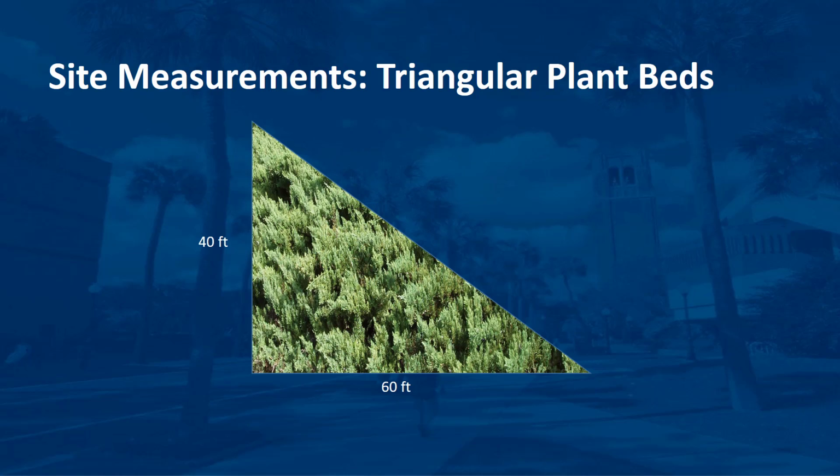The triangular site is measured and found to be 40 feet wide at its widest point and 60 feet long on its longest side. How many square feet does this triangular site contain? The solution is 60 feet times 40 feet divided by 2, which equals 1,200 square feet.